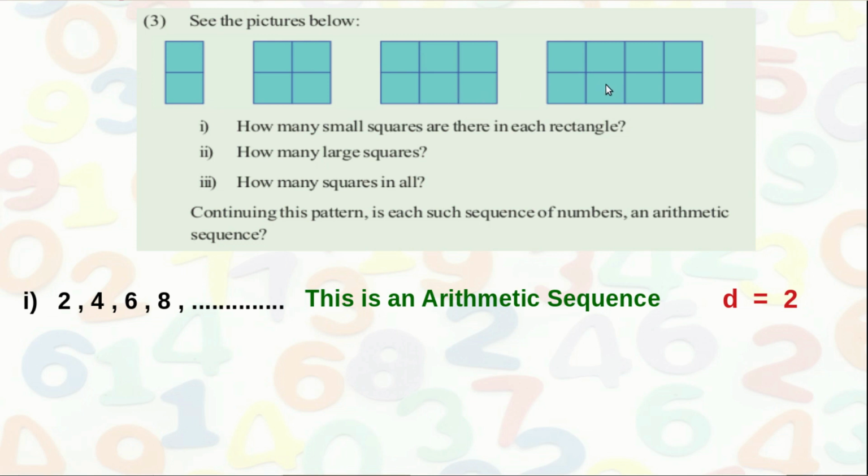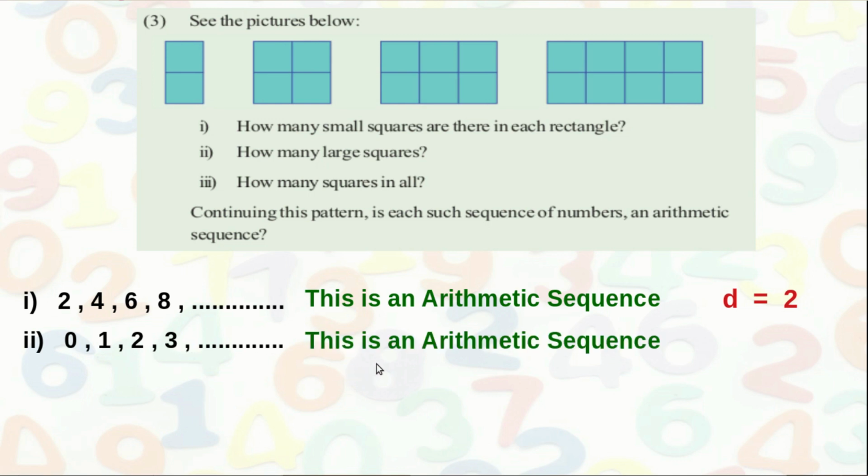The next figure, the first 2 columns make a large square, second and third make another large square, and third and fourth columns make another large square. That means you have 3 large squares in the figure. You can write the number of large squares as a sequence: 0, 1, 2, 3, and so on. This is an arithmetic sequence with common difference 1.